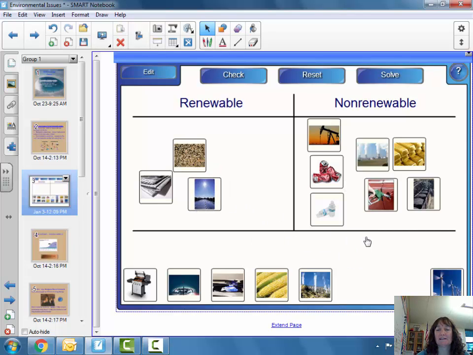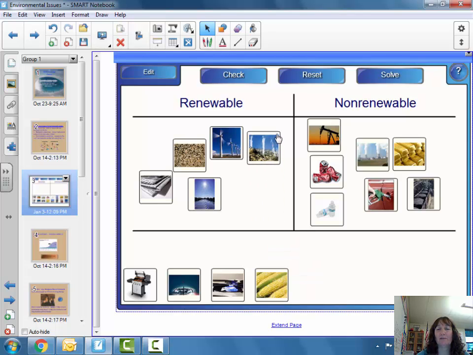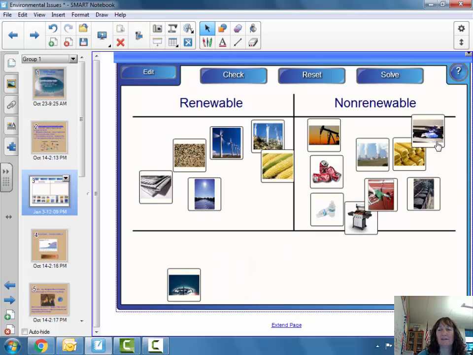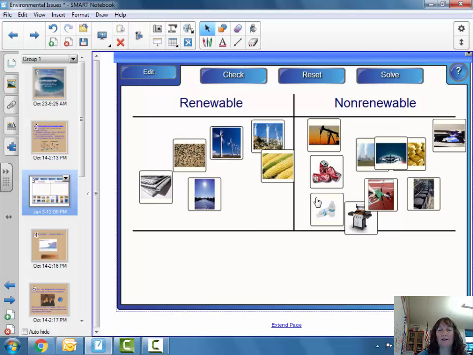So renewable things would be like the sunlight. We can always get more of that. Wind energy. This would be like geothermal energy. The earth is going to be making heat for a long, long time. Anything that we can grow again, like corn. And then these three are actually non-renewable. We've got gas grills, like propane. That's a non-renewable source. Natural gas, if you have a gas stove or a gas water heater. And then again, water.